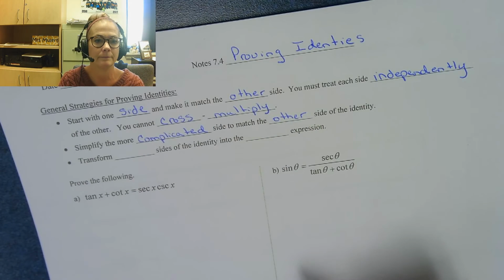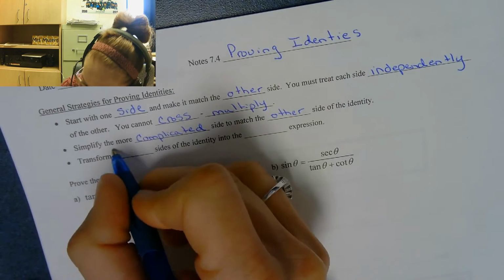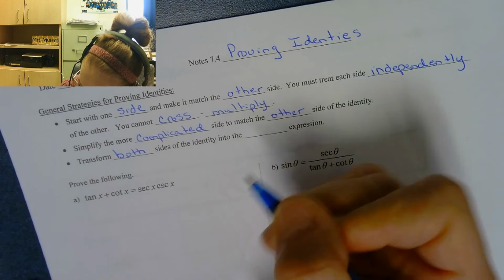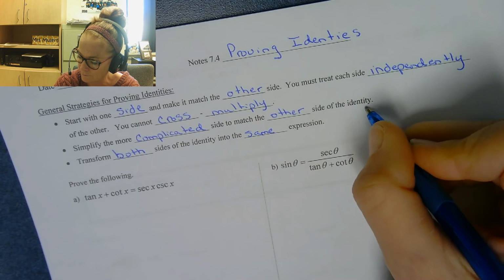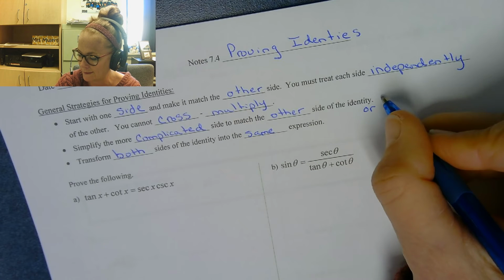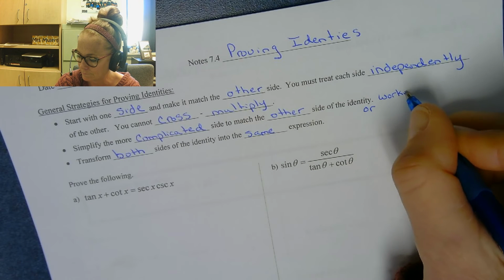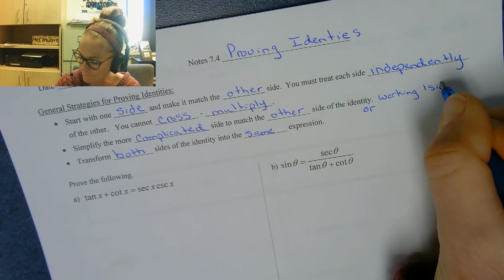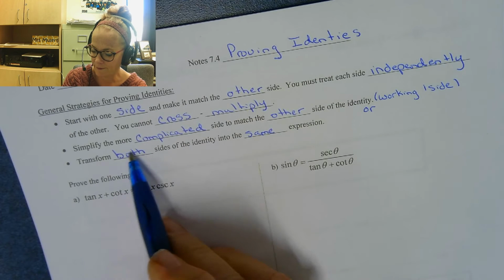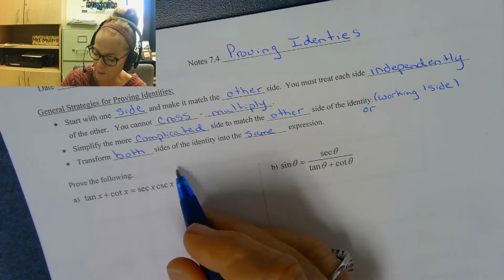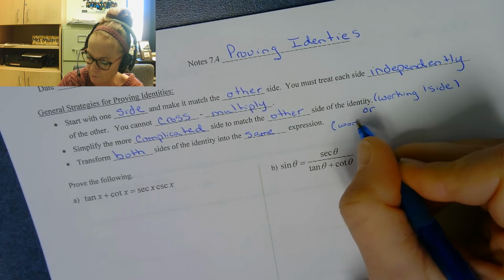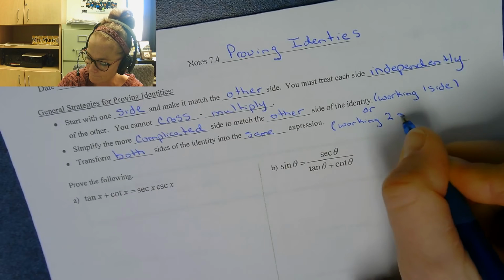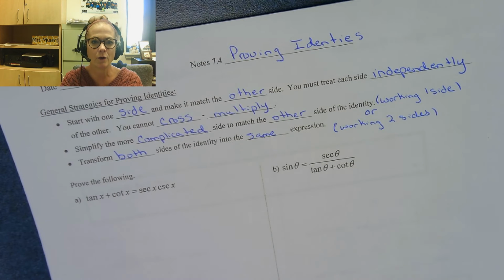Or, you might have to transform both sides of the identity to the same expression. So this is working on one side: you simplify the more complicated side to match the other side, or transform both sides into the same expression. So this is working two sides, and either one's fine. And I'll show an example of each. Just don't cross multiply. Don't intermingle the sides, or you get yourself into a mess.